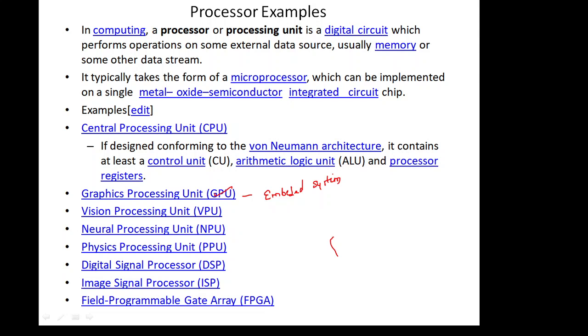And next one is this vision processing unit. So what do you mean by this vision processing unit?